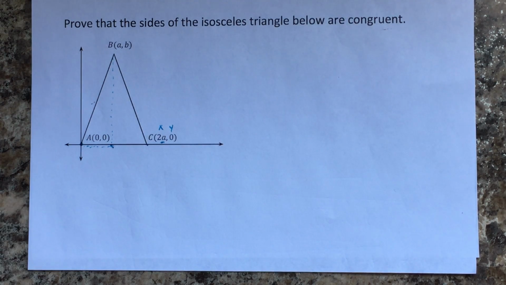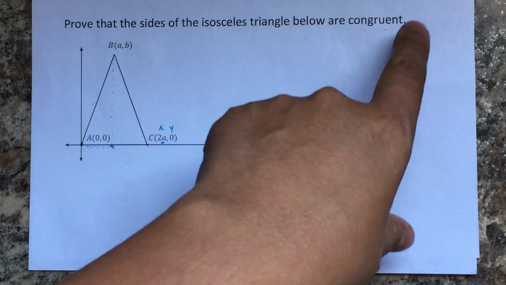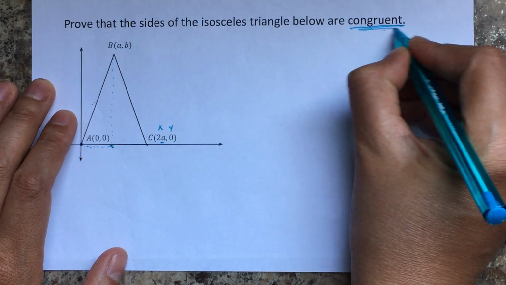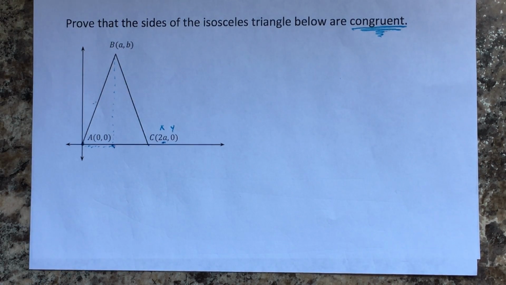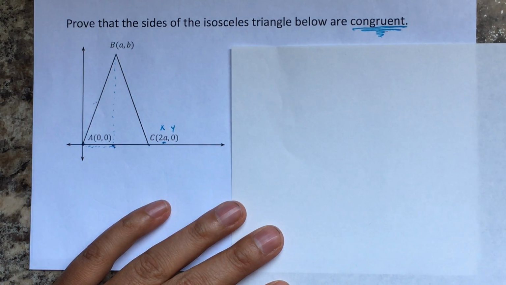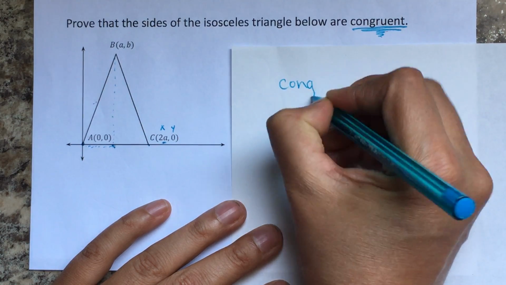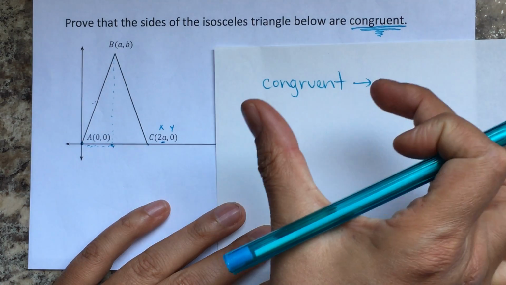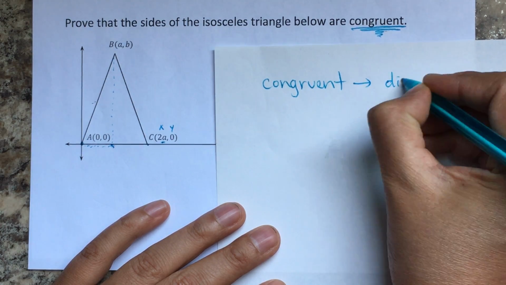Okay, so now it says that the sides of the isosceles triangle below are congruent. Congruent is the key word here. And I'm just going to write, on the side, a very small summary of what we've been seeing in the previous lessons. So when you say congruent, remember that it means the same measurement. That means the same distance. So you're going to use the distance formula.